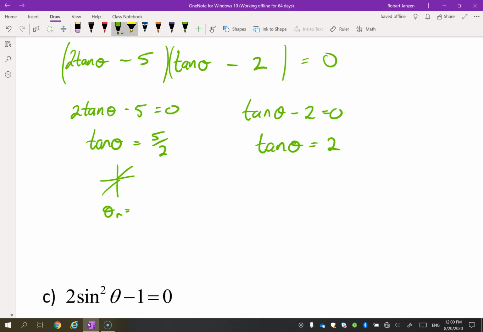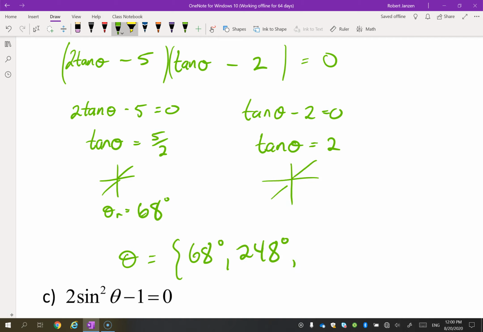This is not an exact value, so I'm going to grab the calculator. Make sure that you're in degrees. So this is 68 degrees. So let's write those in. I'm going to have 68 degrees and 248.